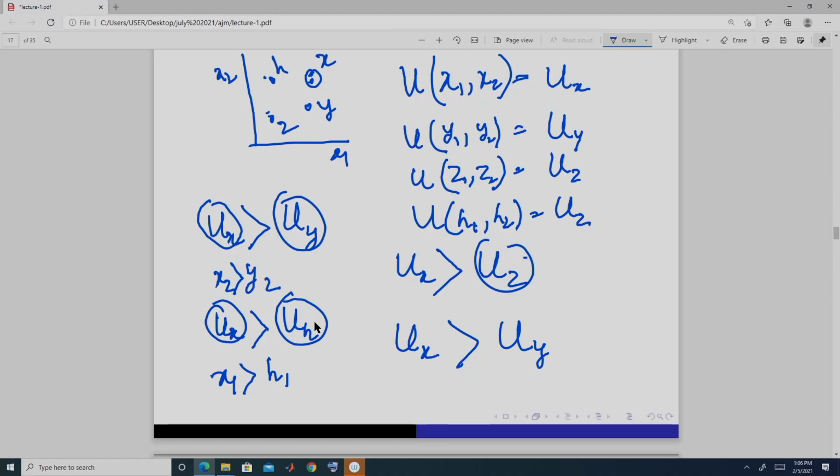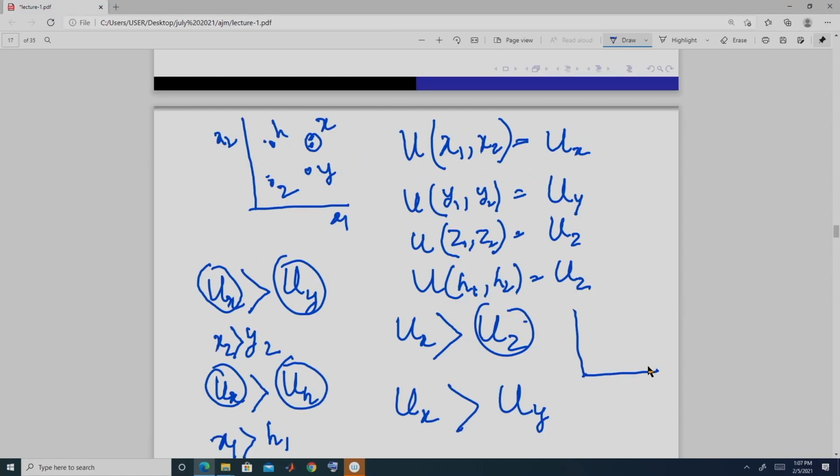So it is something like this: if we are given this, this may be good 1, this may be good 2, and this is our utility. So for any bundle here, this much amount of good 1 and this much amount of good 2, this height is going to give me the level of utility. At this point, again, this height is going to give me the utility, right?